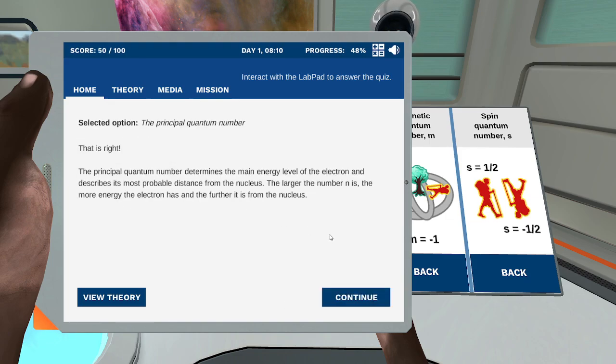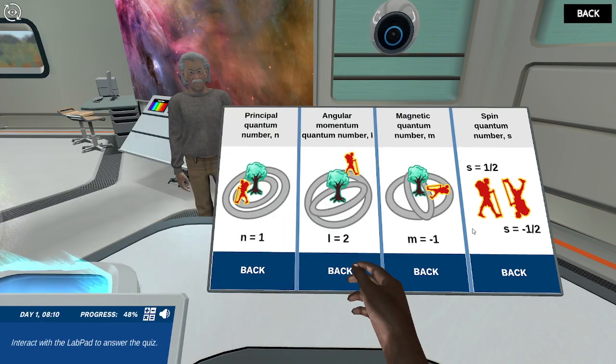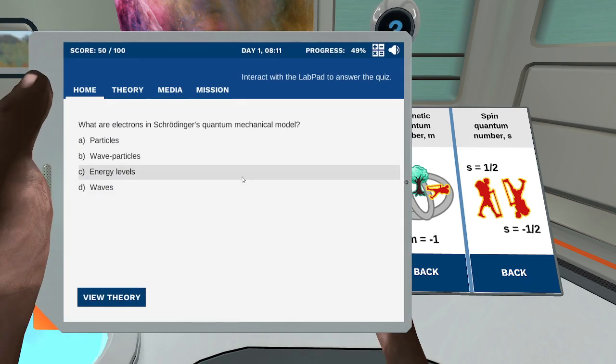That is right. The principal quantum number determines the main energy level of the electron and describes its most probable distance from the nucleus. The larger the number n is, the more energy the electron has and the further it is from the nucleus. What are electrons in Schrödinger's quantum mechanical model?